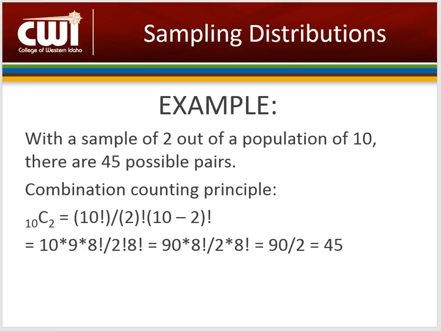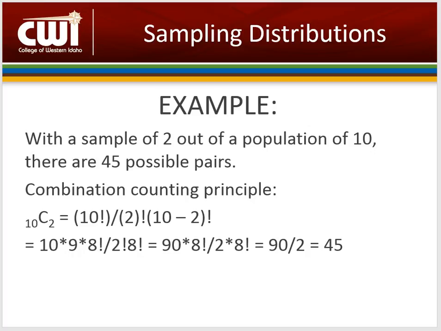With a population of 10 and a sample size of 2, there are 45 possible samples. This can be calculated using combinations. We want the combination of 10 items taken 2 at a time. The formula is 10 factorial divided by 2 factorial times 10 minus 2 factorial. This gives us the possible pairs from the 10 people.